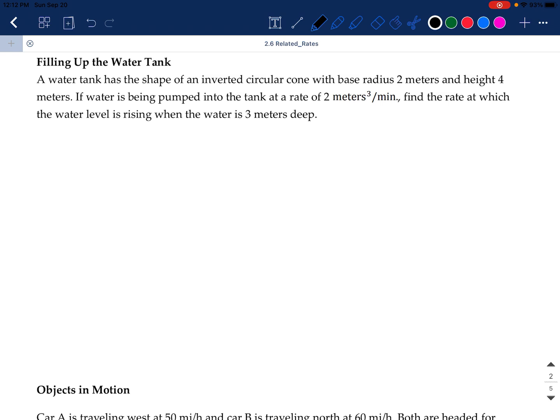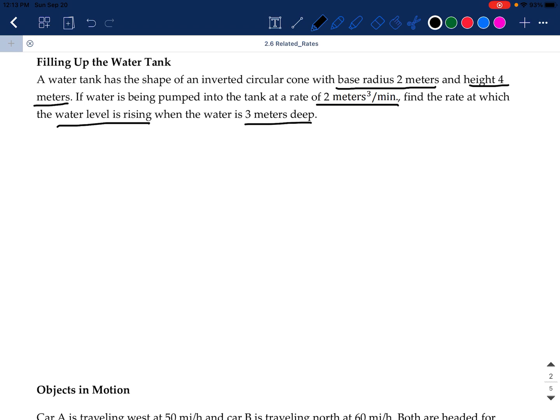So we'll start with our water tank problem. We have an inverted circular cone water tank. It has base radius 2 meters, height 4 meters. We know that water is being pumped into the tank at a rate of 2 meters cubed per minute, and we want to find the rate at which the water level is rising when the water is 3 meters deep.